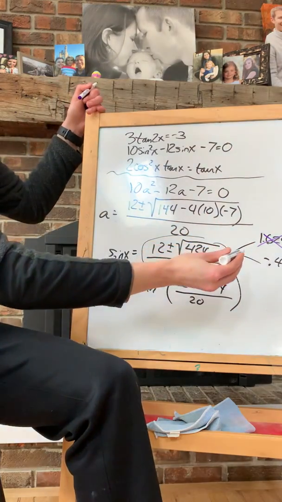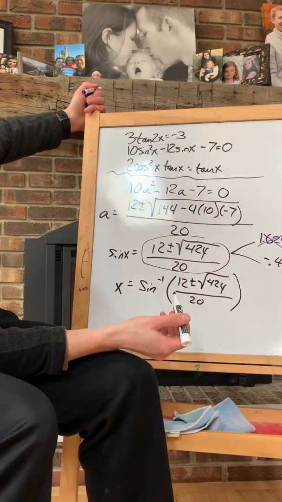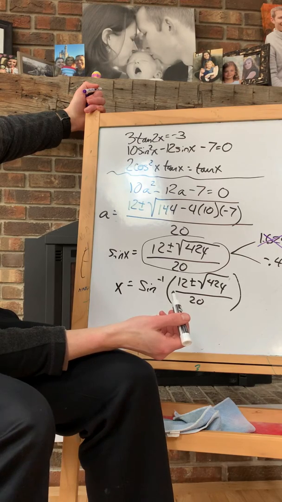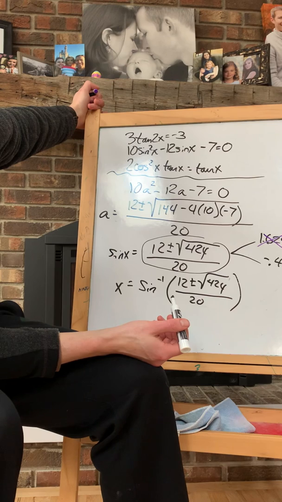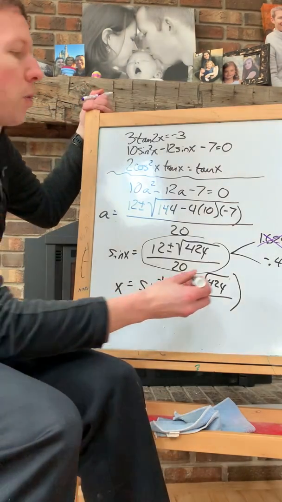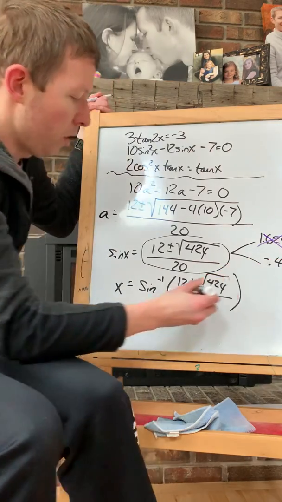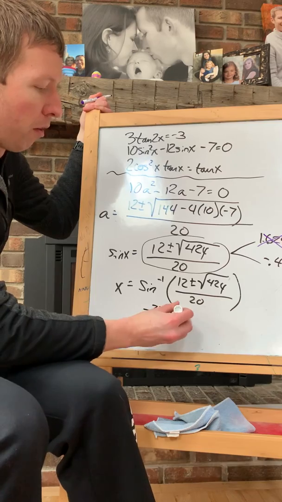Now, if we take the inverse sine of that value, that negative 0.4296, we're going to end up with, let's see, negative 25.44 degrees. That's what we're going to get. So if we take the inverse sine of this thing, we're going to get negative 25.44 degrees.